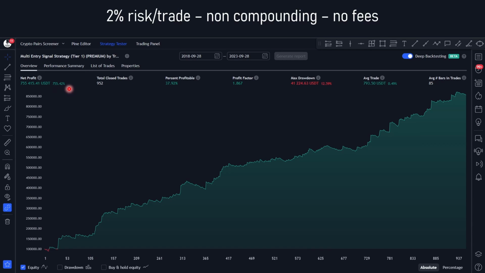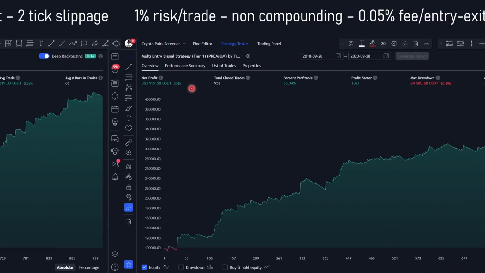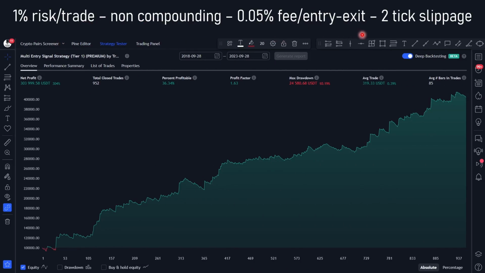But of course, crypto trading has fees and slippage. So now let's apply a realistic 0.05% fee per entry and exit and a 2-tick slippage and see if the strategy is still profitable. Here are the results for the same time interval with fees and slippage included with 1% risk per trade, non-compounding. Now the strategy has 304% net profit with a 1.63 profit factor and a 10% maximum drawdown.